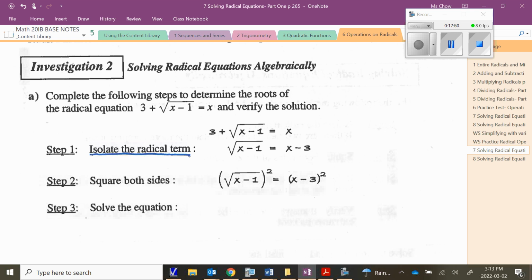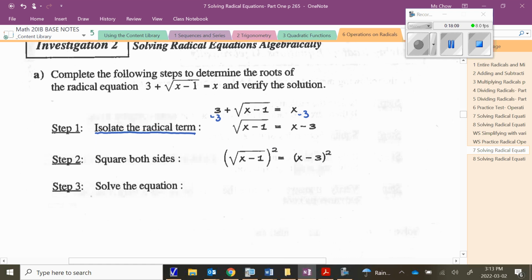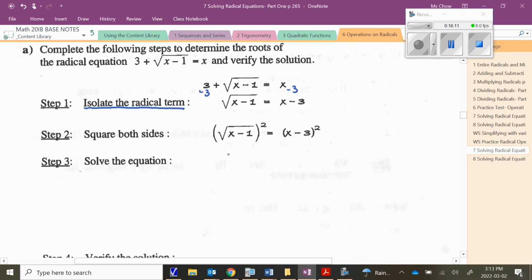So to isolate the root of x minus 1, I subtract 3 from each side. So minus 3 and minus 3. So the root of x minus 1 is equal to x minus 3. Now we need to square the whole side. So that's why you can see that they've put brackets around both sides. And on the left side, when we square that, that cancels with the square root, so that is simply x minus 1.